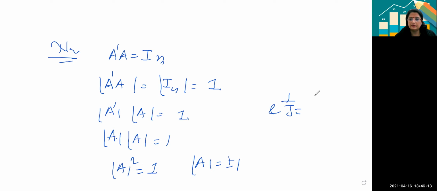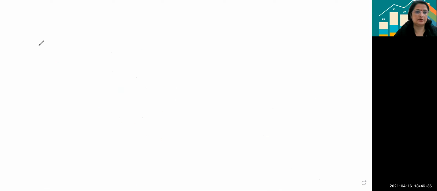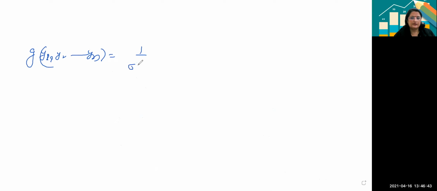As 1 by J is equal to mod of A, it implies J is equal to 1 by mod of A. It implies J is equal to 1 upon plus minus 1. And what is mod of J? That is equal to 1. So we will substitute in the Jacobian of transformation. So we have g of y1, y2, so on up to yn is equal to 1 by sigma under root 2 pi raised to power n e raised to power minus 1 by 2 sigma square y dash y into 1, right?